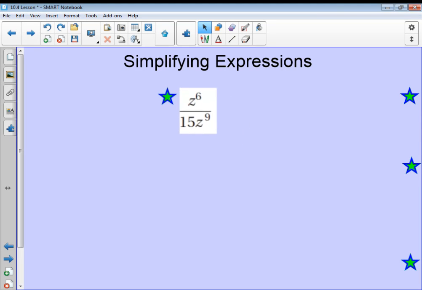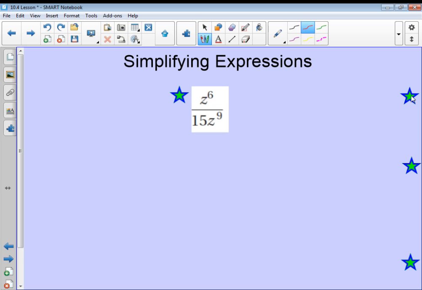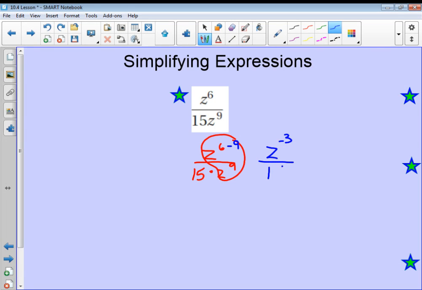All right, let's try this one. So here we have z to the 6th power over 15 times z to the 9th power. So remember, another way of looking at this might be like this. 15 times z to the 9th power. Okay, so where can we simplify? Right here. Now remember, with division, we're actually going to be subtracting. Okay, so 6 minus 9 gives me negative 3. So this is what it looks like right now. z to the negative 3 over 15.